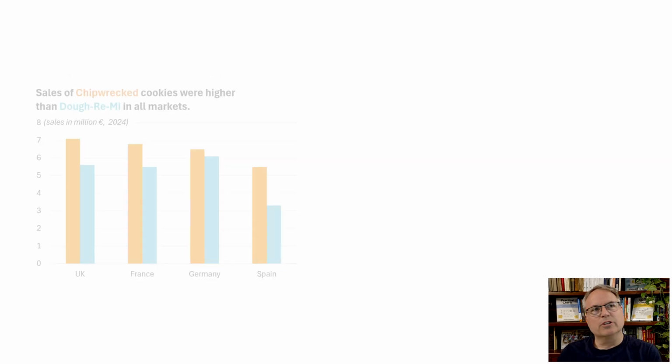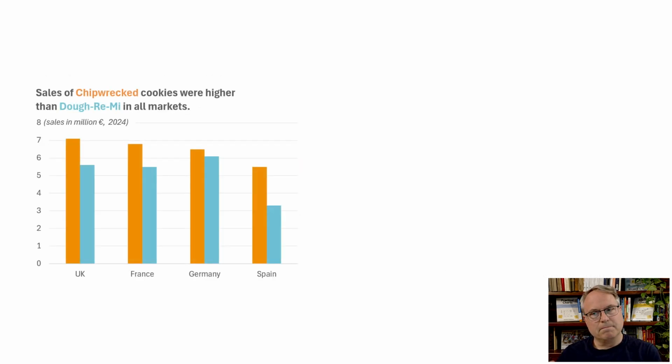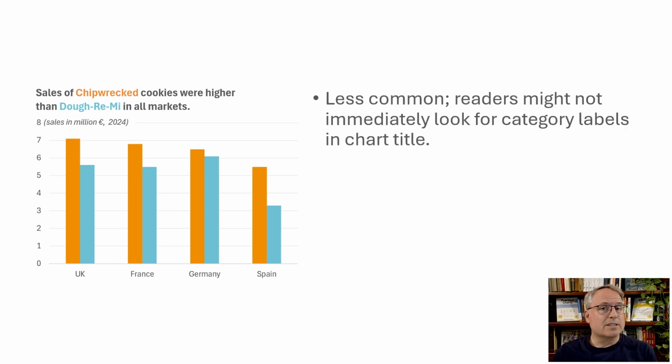You might have also seen a version of this where the colors in the chart are actually shown as category names in the chart title itself. And I think this is actually maybe even slightly more problematic, right? It's certainly less common, right? You don't see charts like this that often. And I think there might be good reasons why, and we're seeing some of those right now.